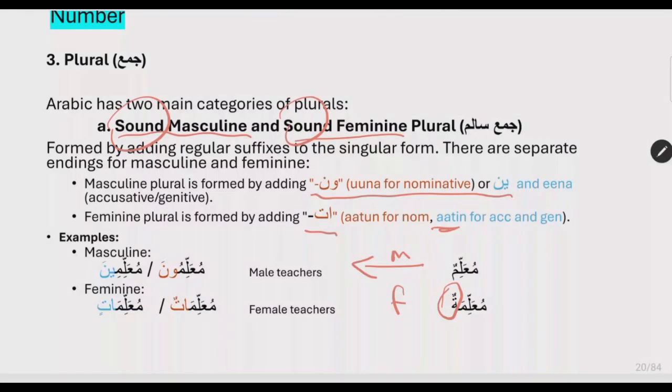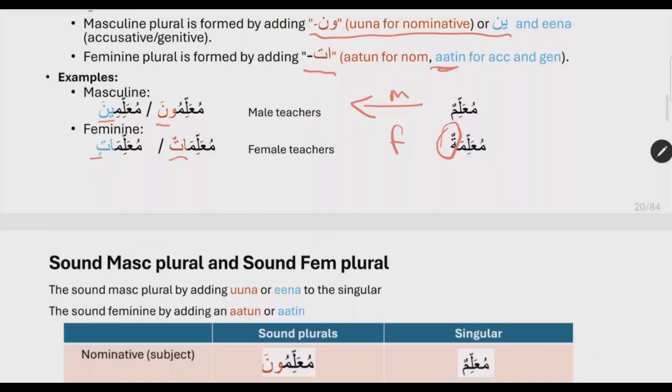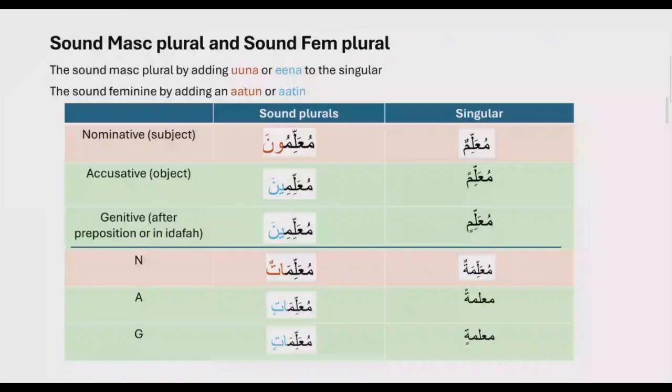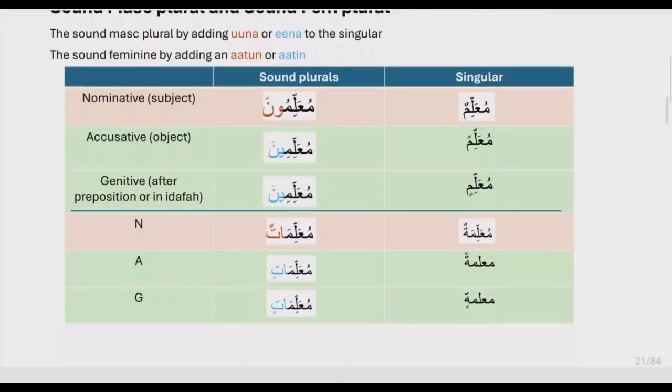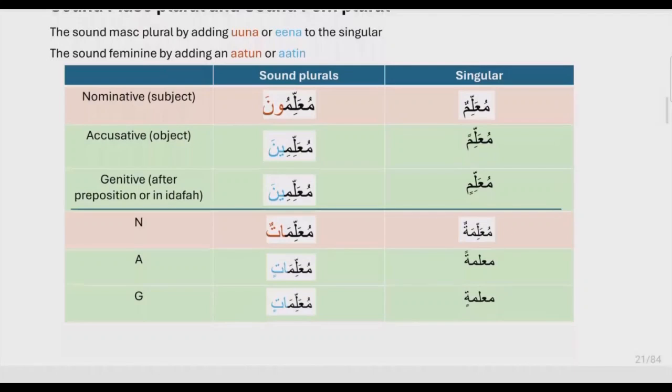Then this becomes muallimuna, muallimina. Can you see the una, ina coming in there? And the atun, atin coming in at the end there. Right, and then you can add your al in front if you want to. All right, so this is the one kind of plural. And here's your example in a table form, so those who are visual might understand this easier.